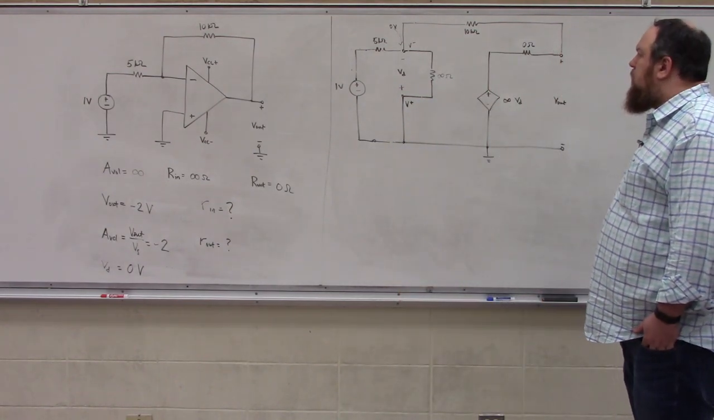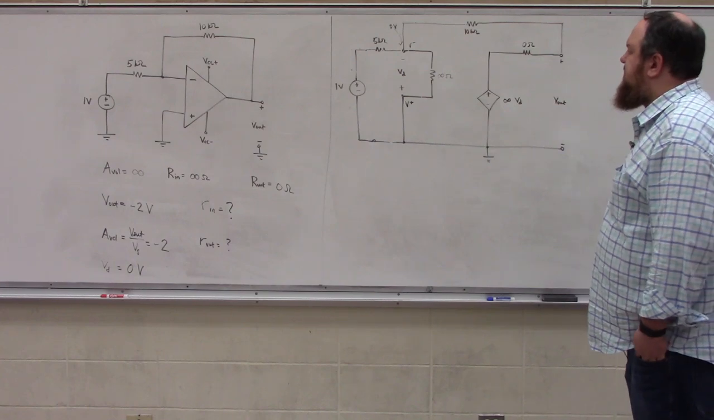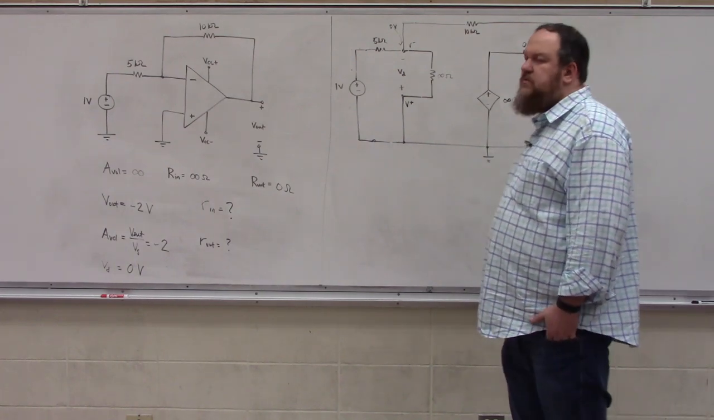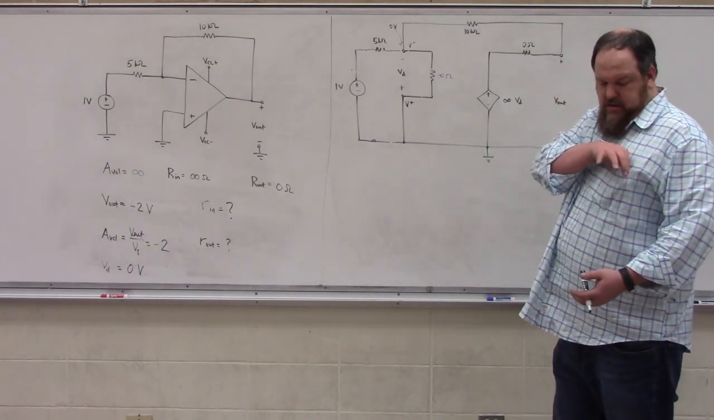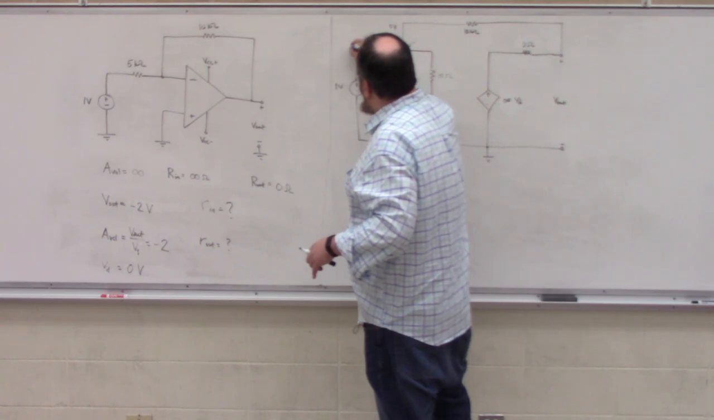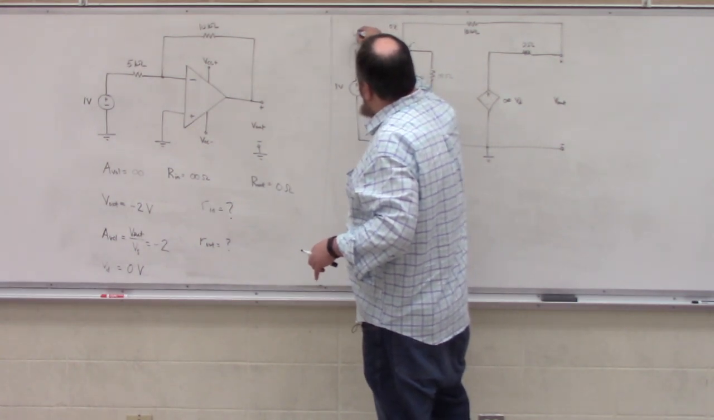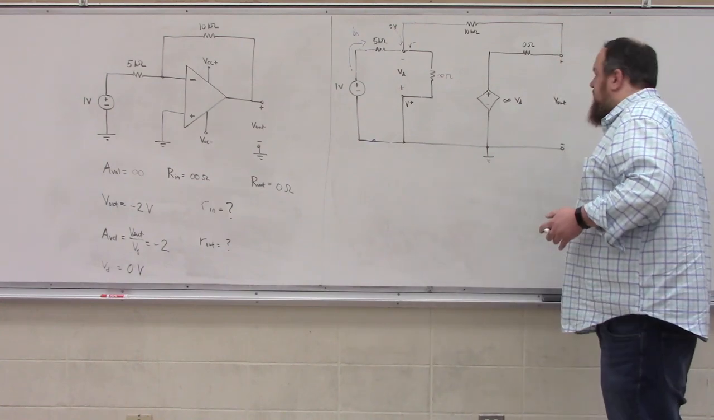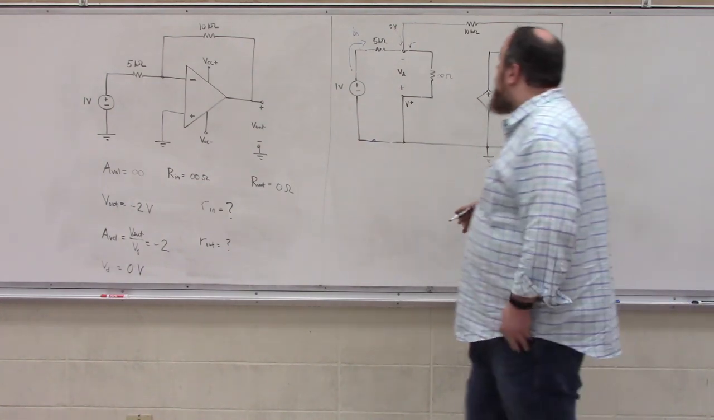All right, so for the input resistance seen by the 1 volt voltage source, this is going to be pretty simple. We're going to use the same method where we say that this 1 volt divided by this current IN gives us our input resistance.